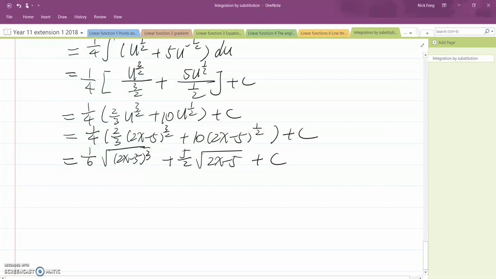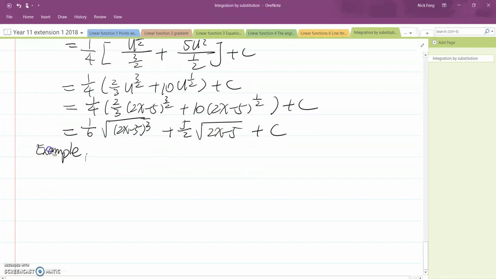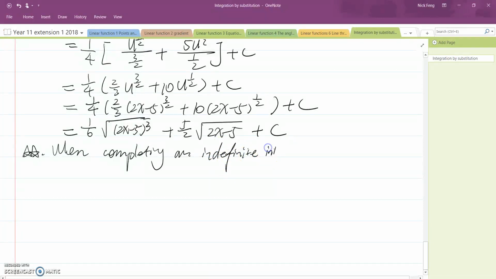Now, we haven't done a lot of things to find the constant. This is a great time to actually do that. So for example, before I do this, let's make the notes. When completing an indefinite integral, we have the plus c.